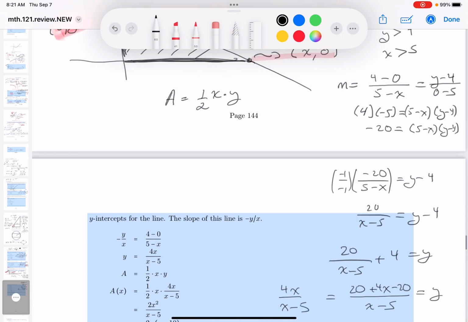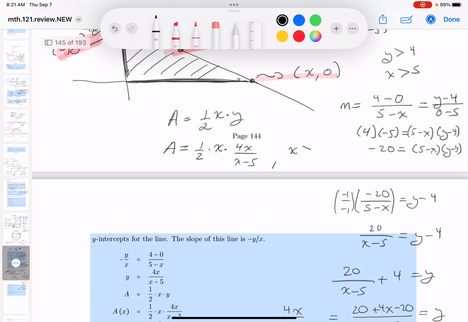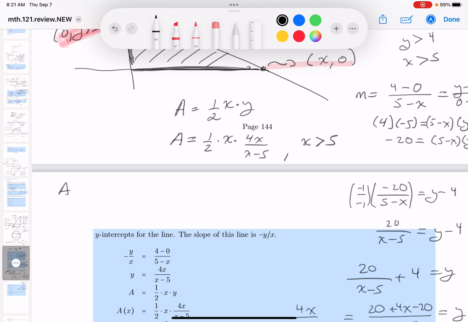So what I'm going to do over here is just write this down. A equals 1/2 times x. And y now is going to be 4x over x minus 5. Here's the condition, though. The x must be greater than 5. I'm going to simplify a little bit further. I'm going to say A is an area function. It's a function of x.